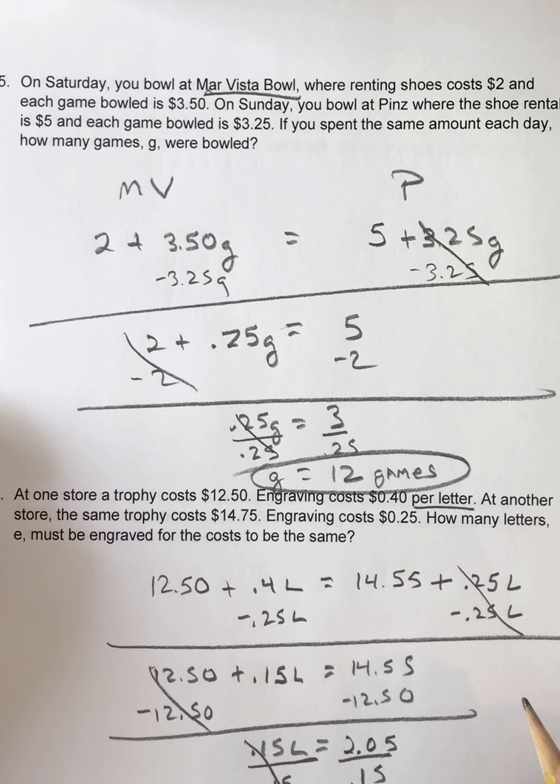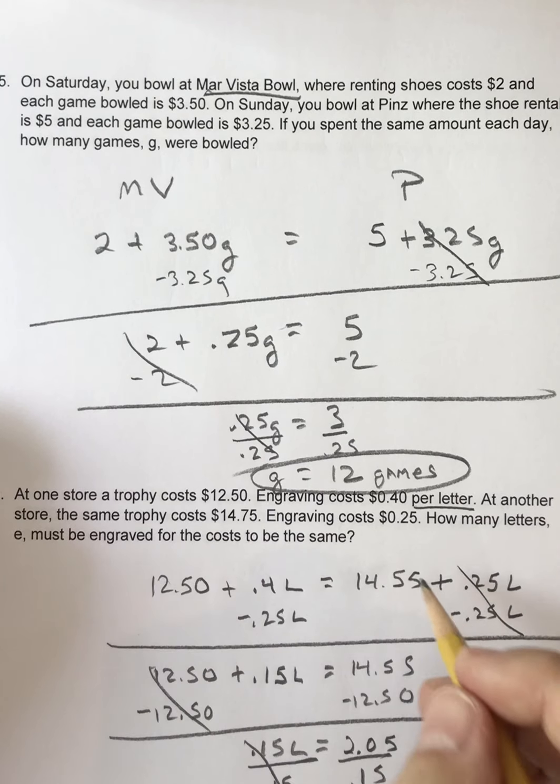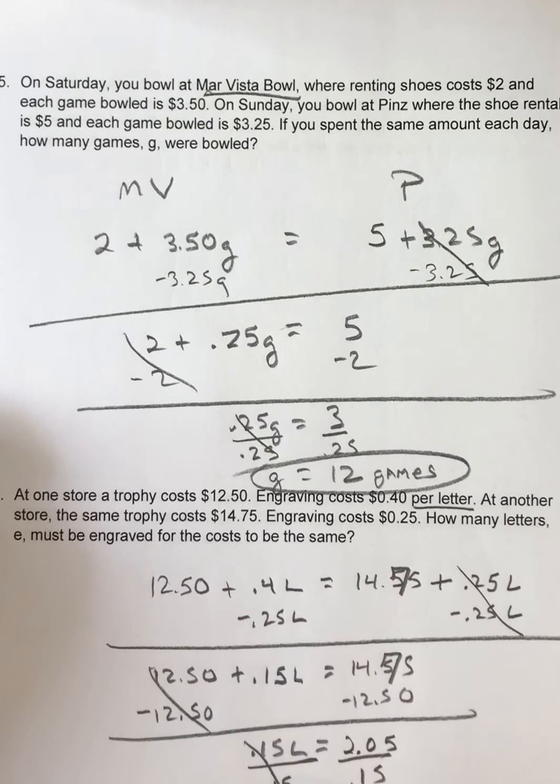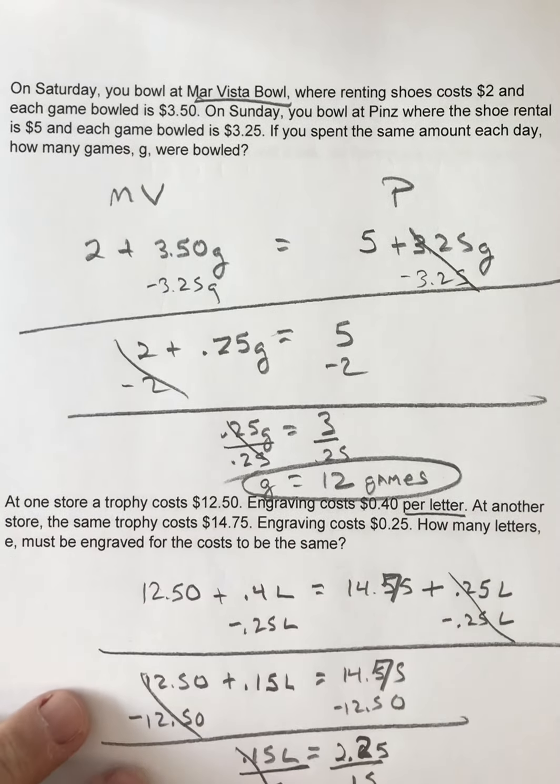Ooh, I don't know. Does this come out right? Did I write everything down there? Oh, I made a mistake. This is 1475. This is 1475. So this is 225. And 225 divided by 15 is 15. 15 letters to be the same.